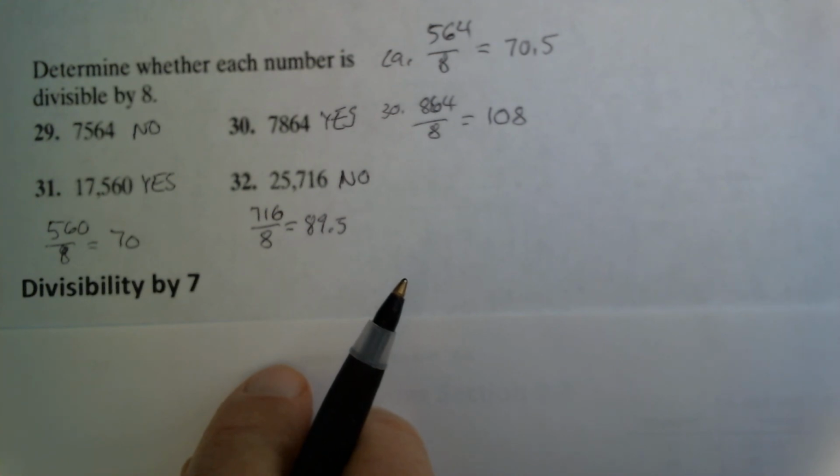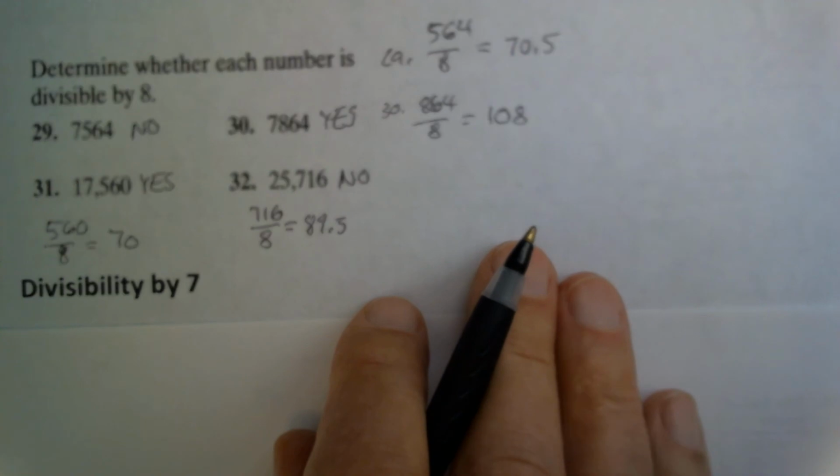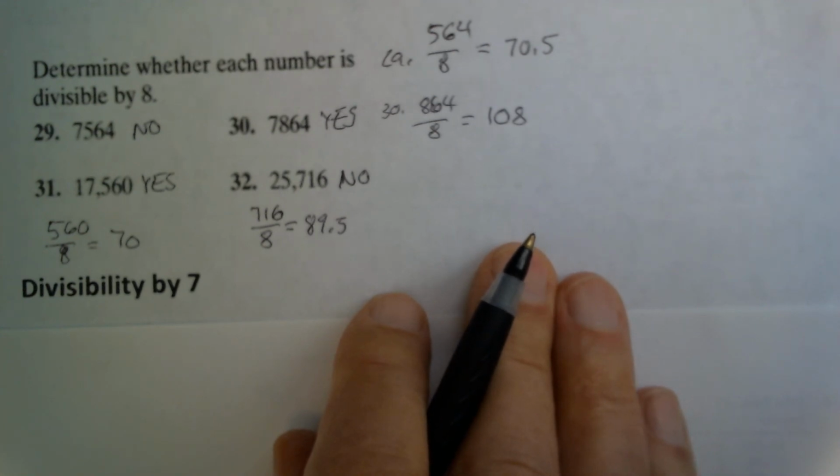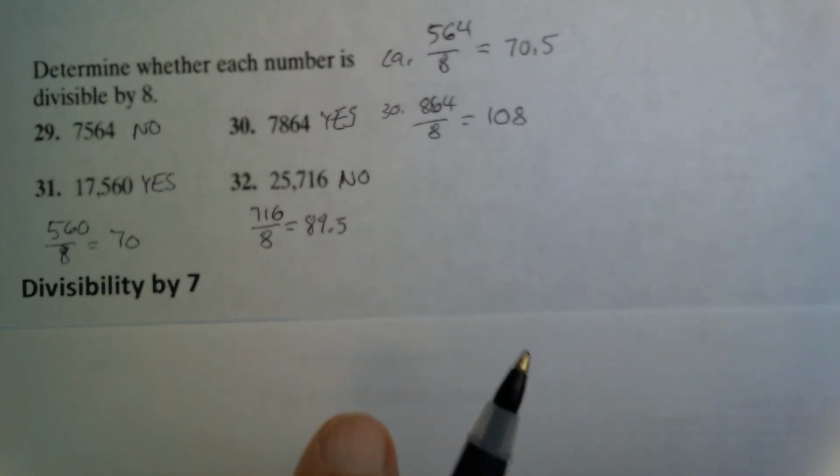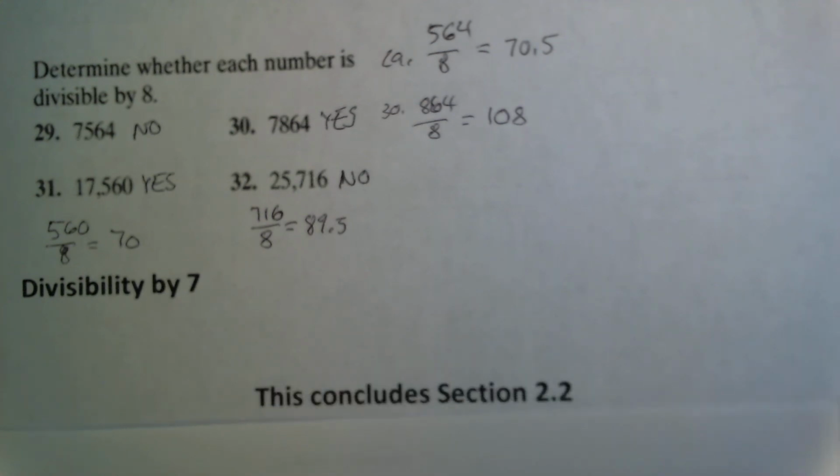That can also be done, but it's quite involved, and in most cases, it's easier with the availability of calculators to determine whether a number is divisible by 11. Simply put it in your calculator, see if there's a remainder. If there's no remainder, then it's divisible by 11. So anyway, this concludes section 2.2.